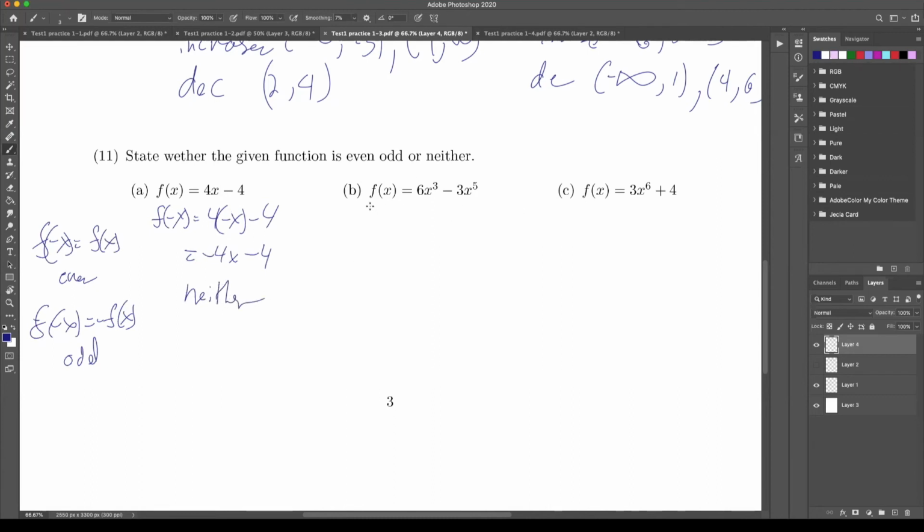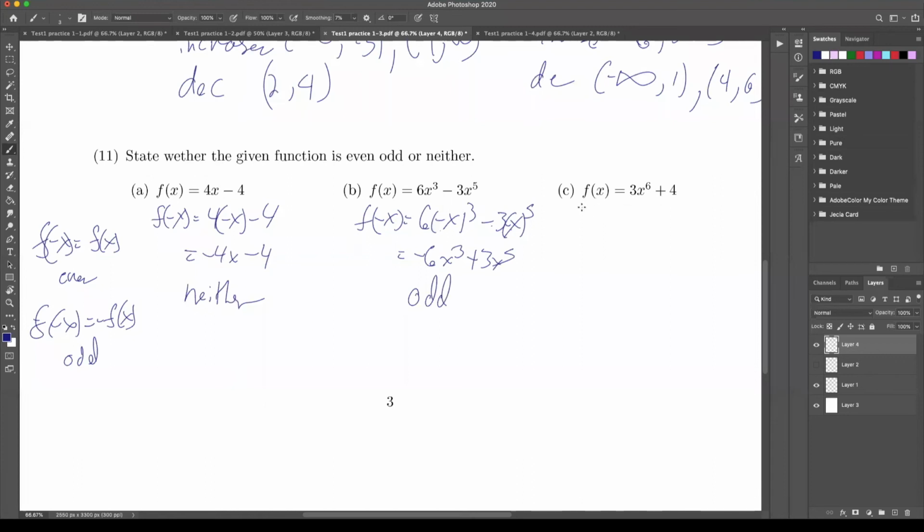Here, if I plug in f of minus x, I'm going to get 6 of minus x cubed minus 3 of minus x to the 5th. Well, minus x cubed will still be negative, so it'll be minus 6x cubed. Minus of negative 5x cubed. Well, negative x to the 5th power is the same thing as negative x to the 5th, and so this becomes positive 3x to the 5th. And so seeing how this swaps signs every time, we say this is odd.